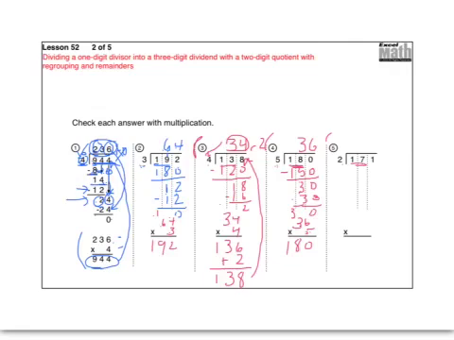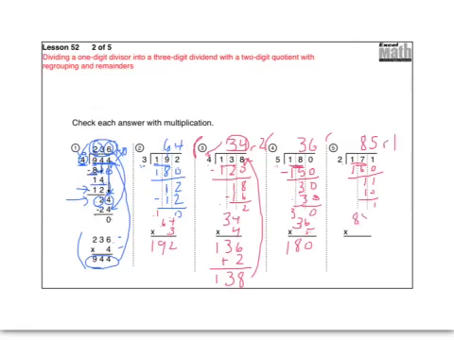2 into 1, no, or 100. I'm going to join that with the 7 to say 17 divided by 2, or 170 divided by 2. And that is 8, right? Because, or 80. 8 times 2 is 16. So 80 times 2 is 160. And then I have 11 when I subtract. 11 divided by 2 is 5. 5 times 2 is 10. And I get 1 left over, or a remainder of 1.